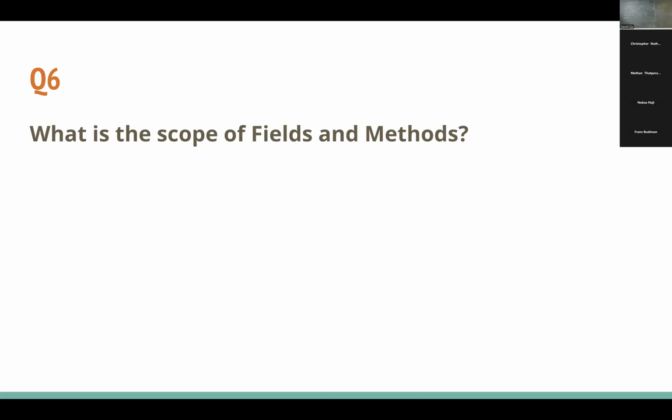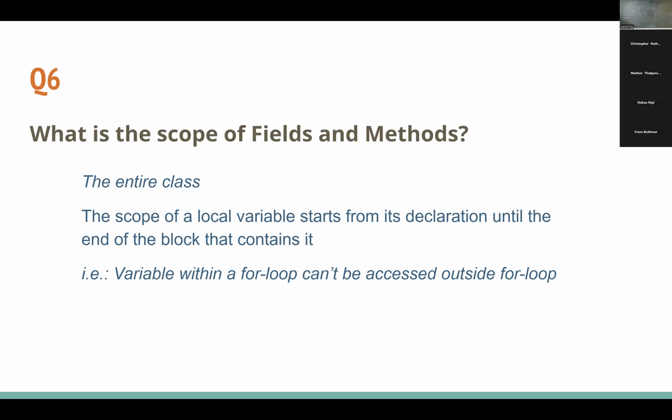So what is the scope of field and method? Just a fill-in-the-blank question. The entire class is the scope for field and method. So what is scope? For example, the scope for a local variable starts from its declaration until the end of the block. Let's say a for loop. If you have a variable in a for loop, then you cannot access the variable outside the for loop. You can only use the variable inside the for loop. That's the scope for this variable. Scope basically gives you a range where you can use this variable or access some particular stuff, and outside this range, it's not accessible.